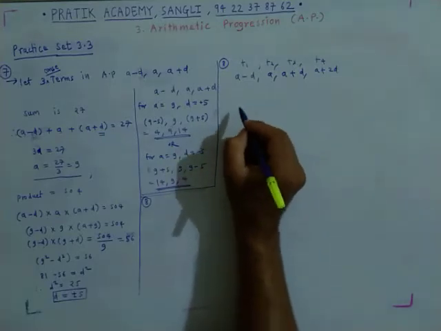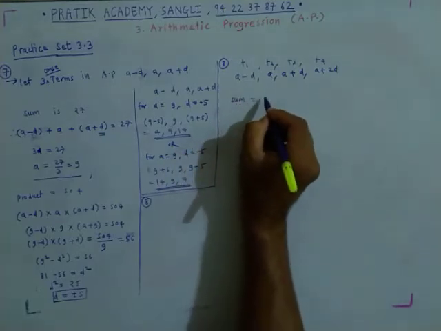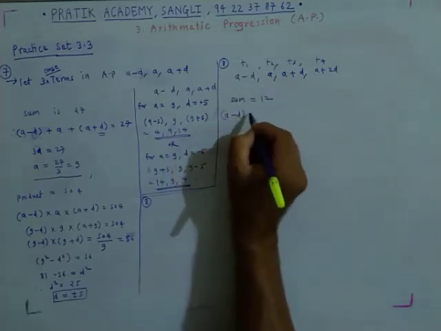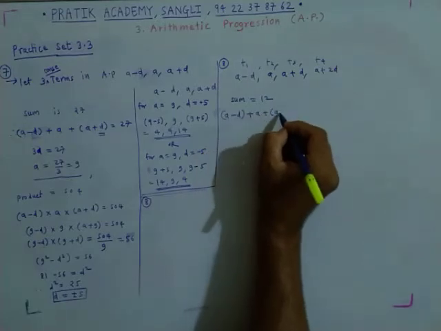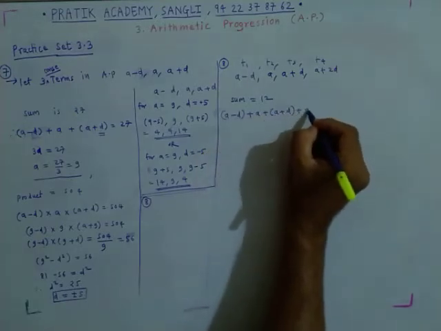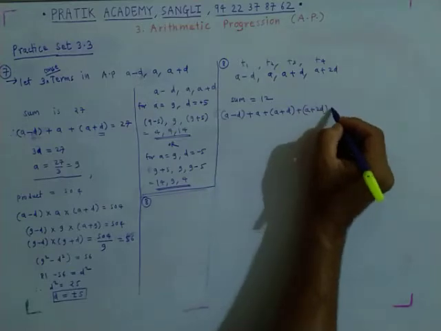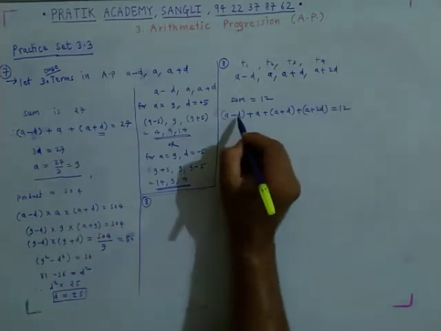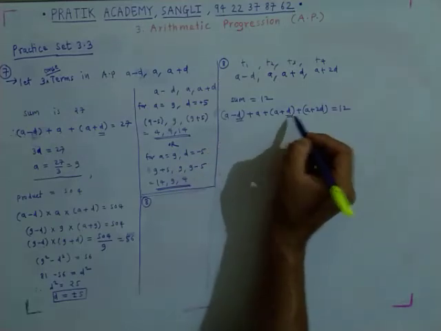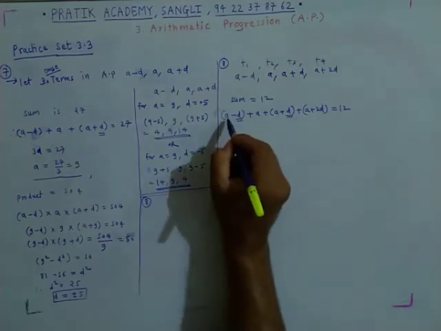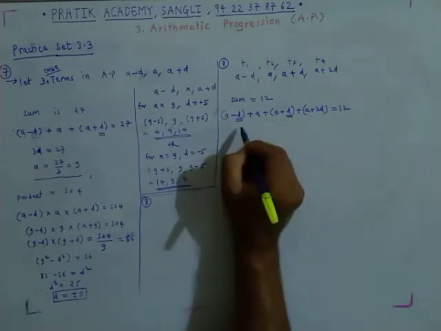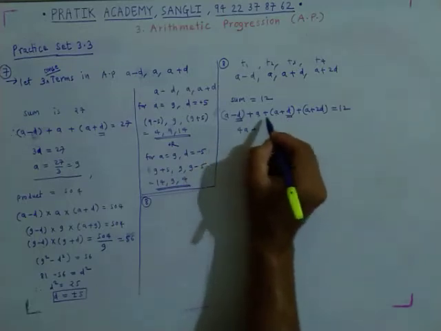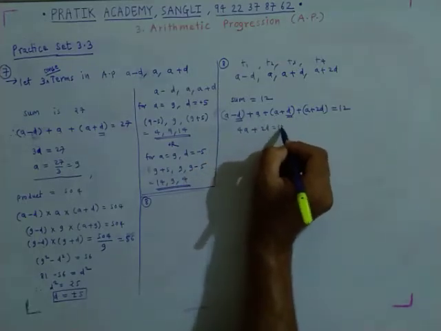The sum is given as 12, so take the sum of these: a minus d plus a plus d, a plus 2d, all sum is 12. Okay, and here minus d plus d get cancelled, a plus a plus a plus a, so 4a plus 2d is equal to 12.